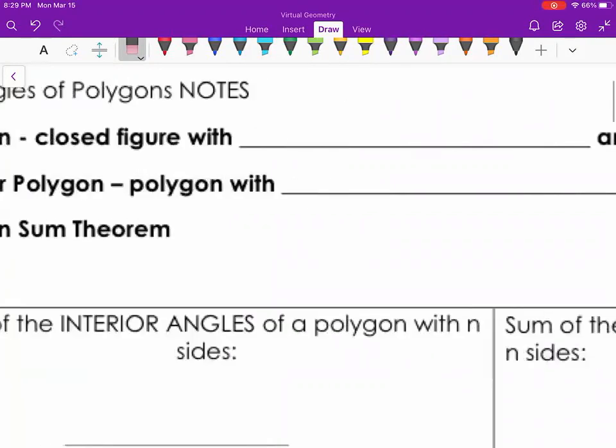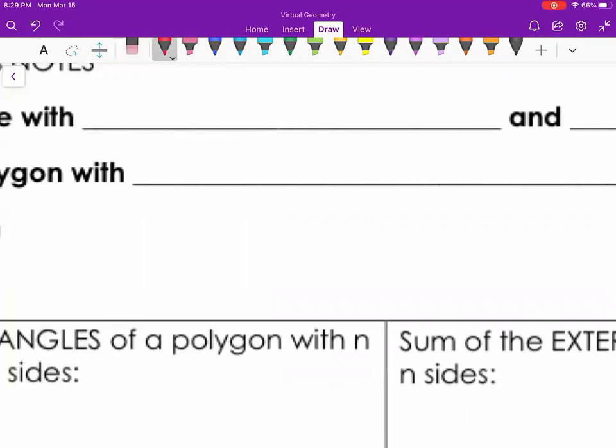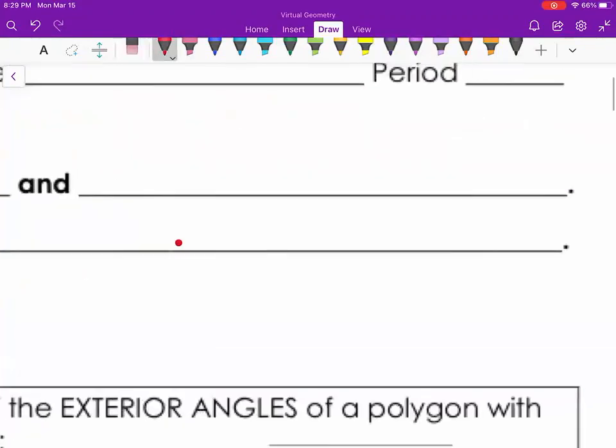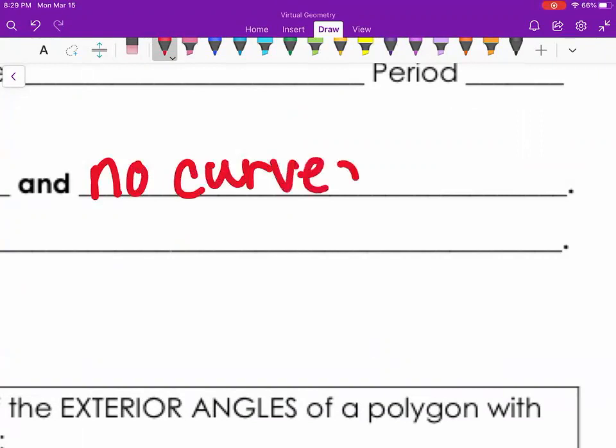So specifically, a polygon is a closed figure with segment sides, and it cannot have anything curved, hence why it's made up of segments. Segments are straight pieces of a line, so no curved parts. So sorry to say, a circle is not considered a polygon.